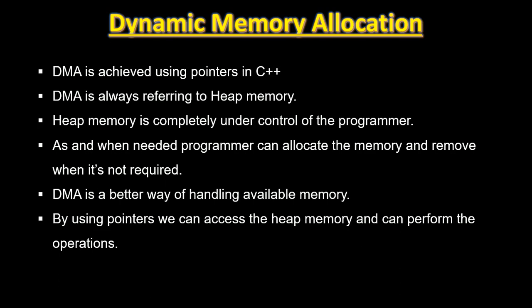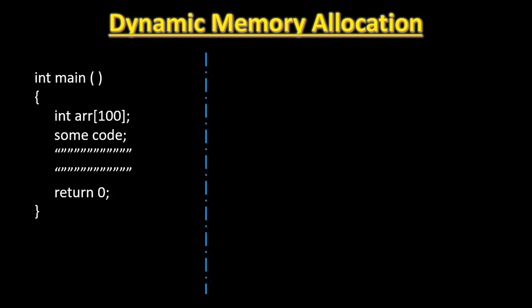Now, why is dynamic memory allocation required? Just quickly observe this example. In main, I have created an integer array of 100 elements. How many bytes of memory will be allocated for this in stack memory? It is 400 bytes in total: 100 array locations, and each is 4 bytes because it is an integer array. So 100 into 4, 400 bytes of memory will be allocated. And when will it be allocated?